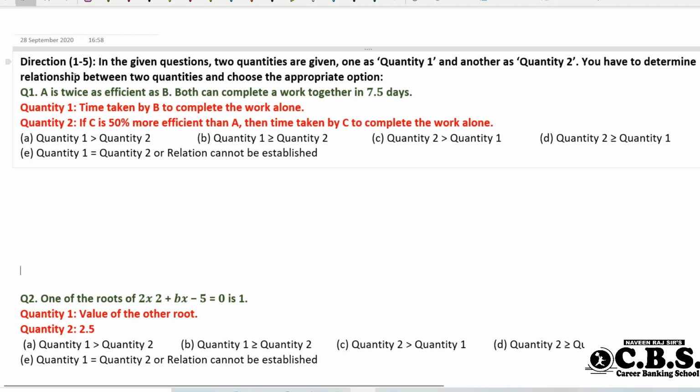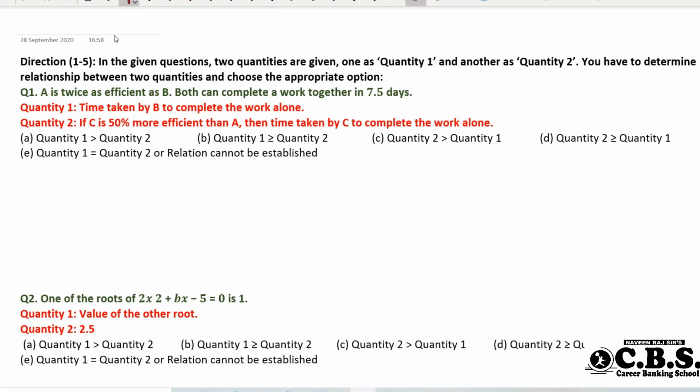First of all, questions 1 to 5 are data sufficiency questions. Whenever you attempt a data sufficiency question, if you have a very clear idea about the concept, you can easily answer it. And at least one question is definitely given from the topic of time and work. So this first question is on time and work.